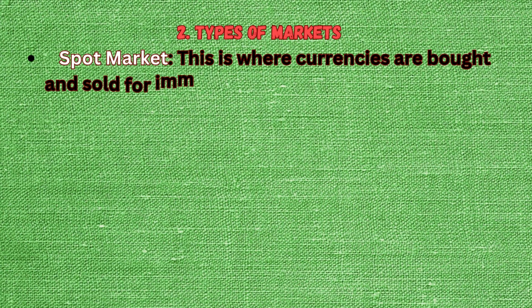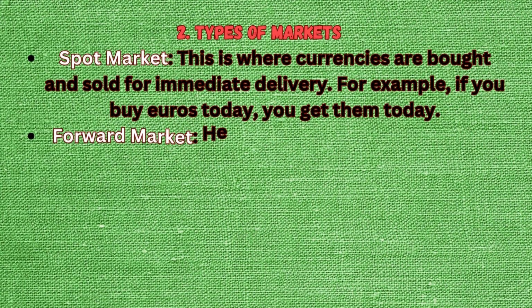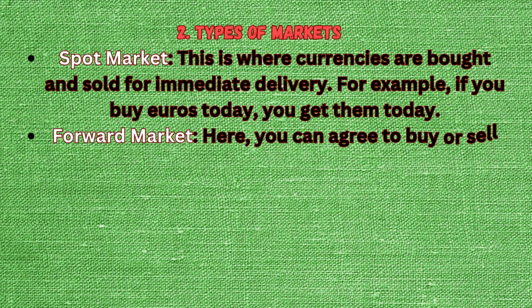So the next thing that we have to know is the types of market in the forex. So the first one that we have here is the spot market. This is where the currencies are bought and sold for immediate delivery. For example, if you buy euros today, you get them today.